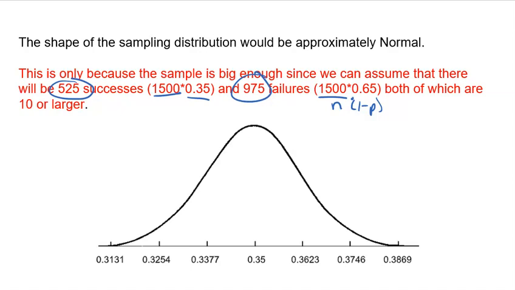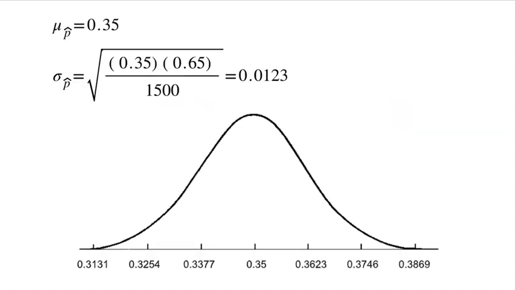All right, let's put all three together. Center 0.35, standard deviation 0.0123, shape normal. I even labeled it. I put the center in the middle. I went up 1, I went up 2, I went up 3 standard deviations. Down 1, down 2, down 3 standard deviations. Guys, think about how powerful this is. I just made a picture of what all possible sample proportions will look like. And I didn't even take a single sample.